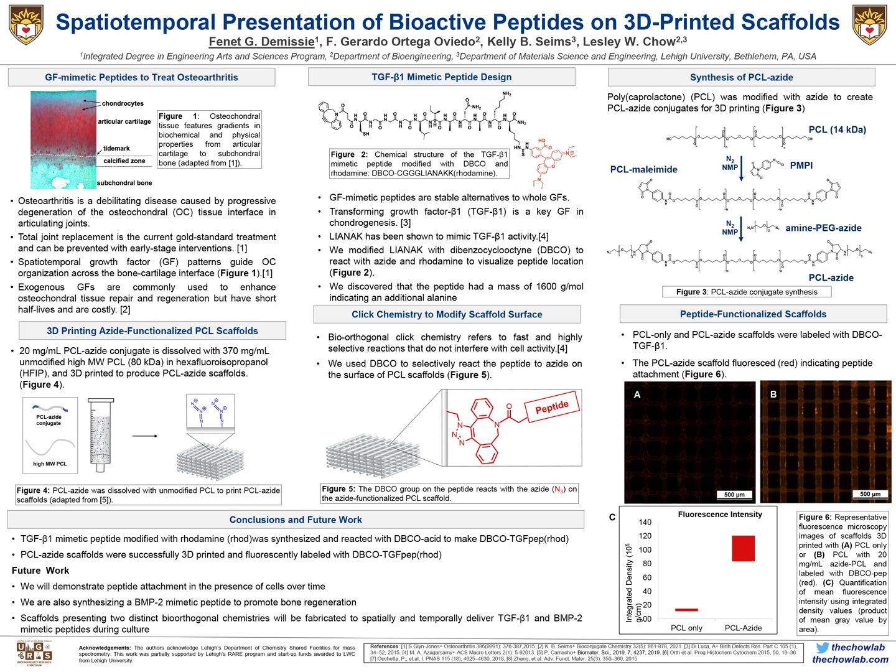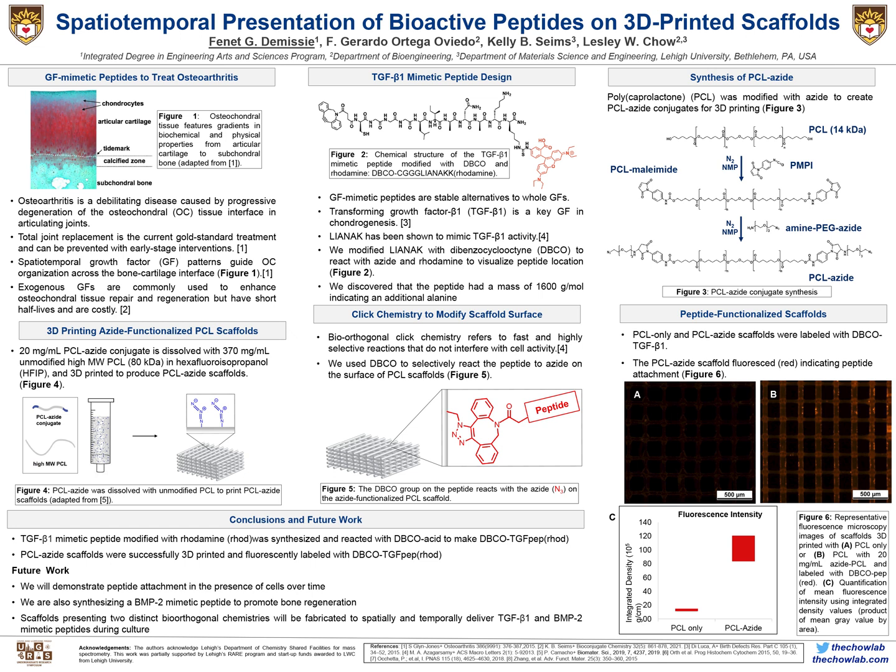From literature, we found that the LIANAK sequence can mimic the beta bend in the naturally occurring TGF beta 1 growth factor, and it can mimic the activity as well. We modified this LIANAK sequence with DBCO, or dibenzocyclooctyne, a click chemistry group that can react selectively with azide, and we also modified this peptide with rhodamine, which is a fluorophore and can be used to visualize the peptide location. So that peptide with the DBCO and the fluorophore modifications was the first part of this study.